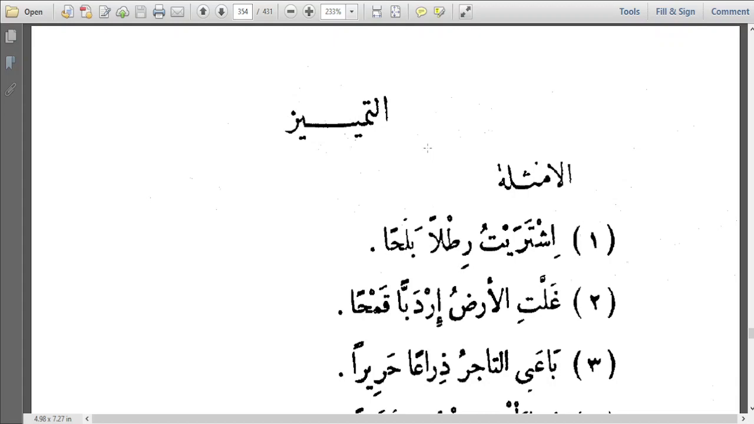At-tamyiz in everyday language means differentiation. It was normally used to even mean racism. They say at-tamyiz al-unsuri, racial differentiation. That is racism. So at-tamyiz in grammar means differentiation. What are we differentiating? You have a sentence and there is something vague in that sentence. What you need is a word to clarify this vagueness.